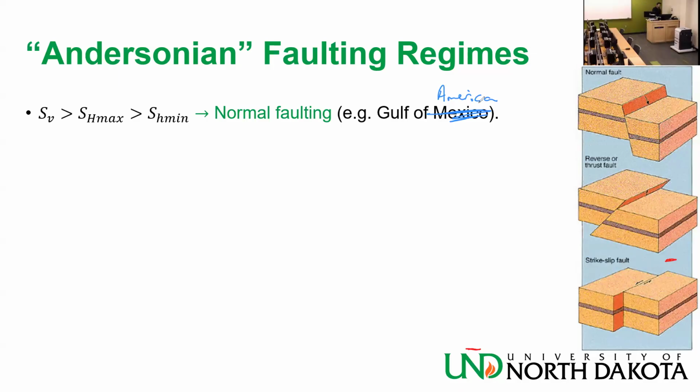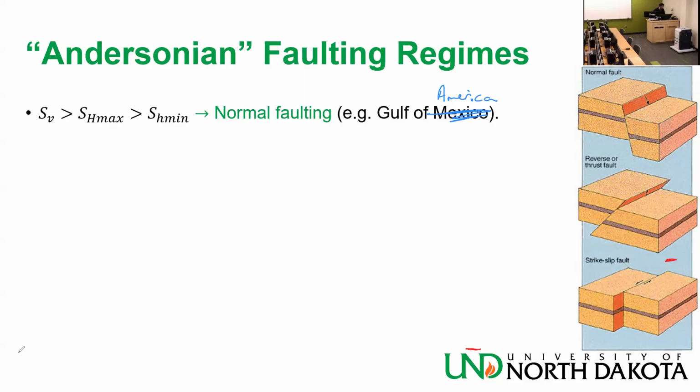But yeah, the Gulf Coast is normal faulting. Let's see, what else is normal faulting? The Permian Basin in Texas is normal faulting. The Williston Basin is also normal faulting, weak normal faulting, but it is normal faulting. It's a very common stress field. SV is the most compressive, and then SH max, and then SH mean.